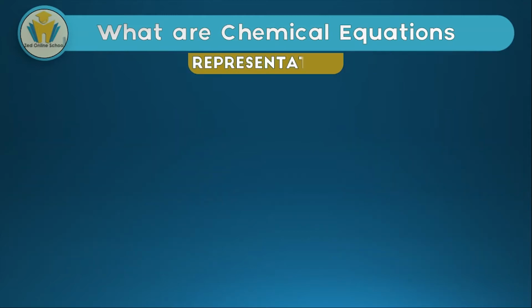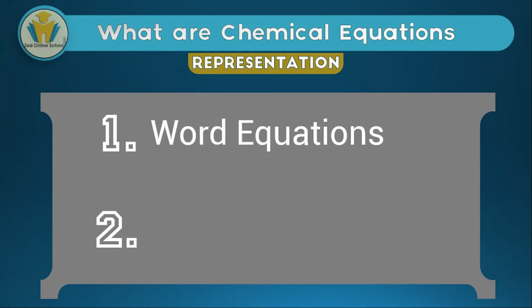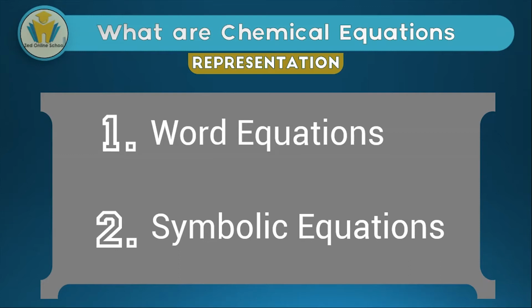One last thing you should know about chemical equations is how they are represented. There are basically two ways in which we can represent a chemical equation. The first one is a word equation, and the next is a symbolic equation. It's very common for you to be asked to write symbolic equations, and in this video, they are the kinds of chemical equations we'll be looking at in depth.